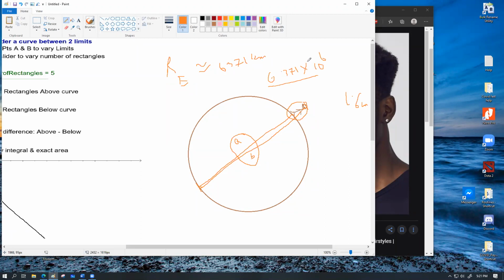Do I make sense? 1.6. So if you want to add this number to that number, it might look like this: 6.3710016 times 10 to the power 6. So this 1.6 meter is affecting this entire number at around the 6th and 7th decimal place. So that's where the height of a person can be considered negligible whenever we're trying to measure the diameter or maybe radius of the Earth.